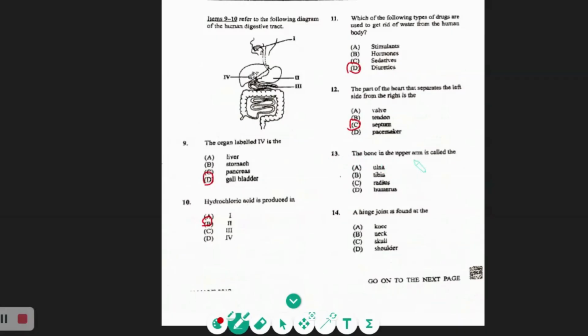13. The bone in the upper arm is called the humerus. D. 14, a hinge joint is found at the knee. So we know we have the knee as well as the elbow.